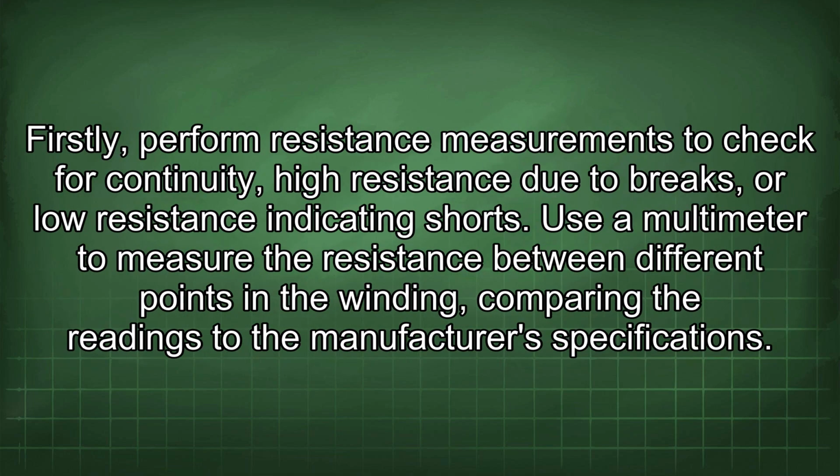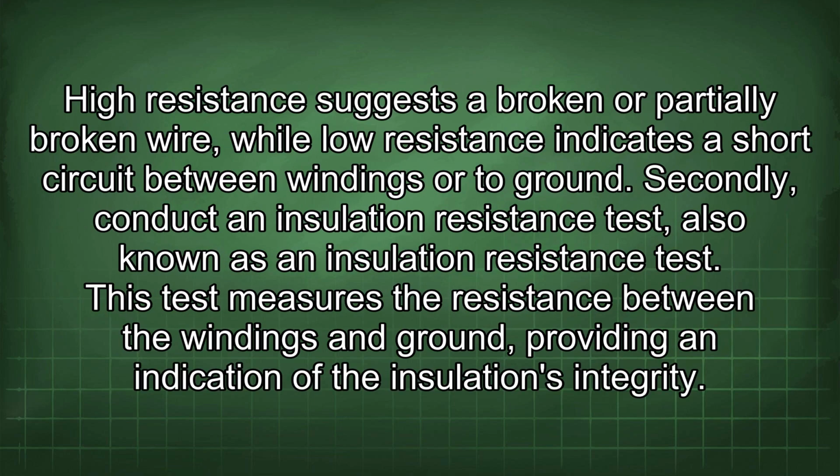Firstly, perform resistance measurements to check for continuity, high resistance due to breaks, or low resistance indicating shorts. Use a multimeter to measure the resistance between different points in the winding, comparing the readings to the manufacturer's specifications. High resistance suggests a broken or partially broken wire, while low resistance indicates a short circuit between windings or to ground.